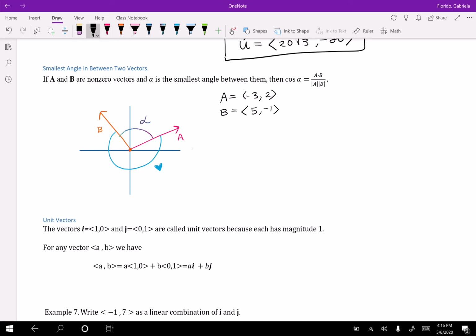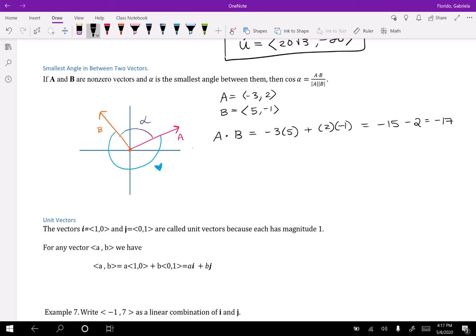And so A dotted with B is going to equal a scalar. This is not a vector. This is going to be negative 3 times 5, so the x-coordinates of both of the vectors, plus the multiplication of the y-coordinates of both of the vectors. And so that's going to give us negative 15 minus 2, which is equal to negative 17.